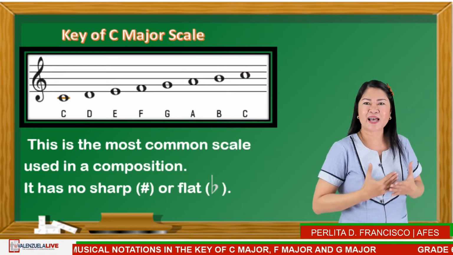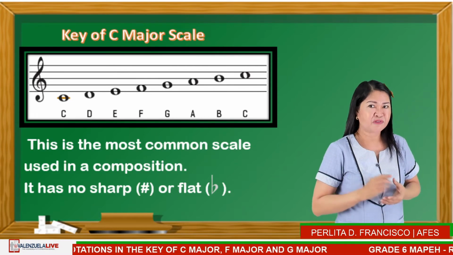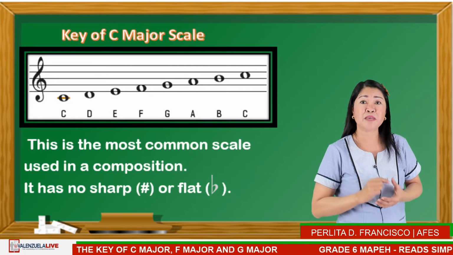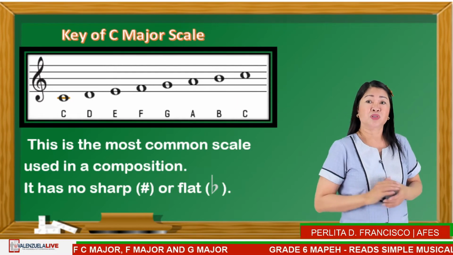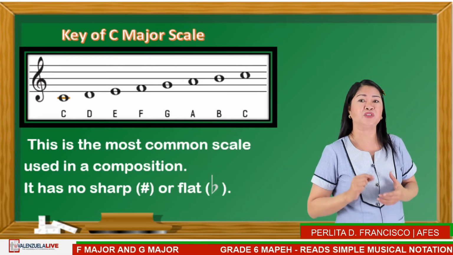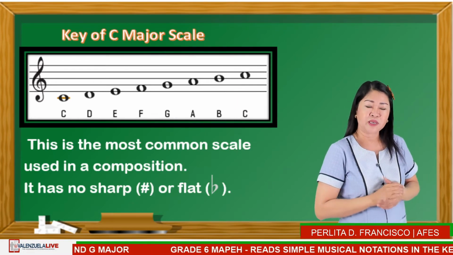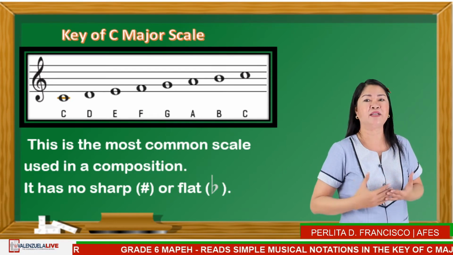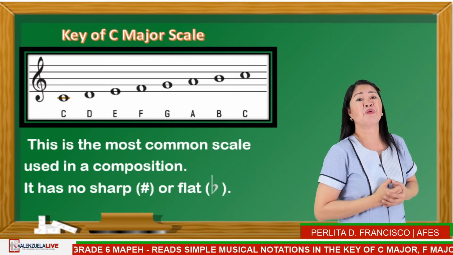So let us discuss the major scales. First, we have the key of C major scale. This is the most common scale used in a composition. It is the simplest scale because it has no sharp or flat.